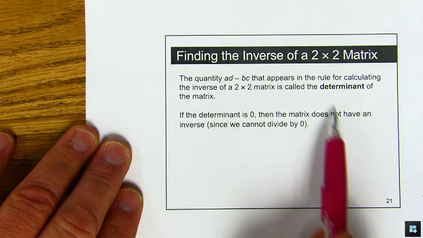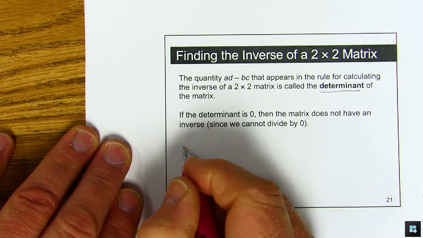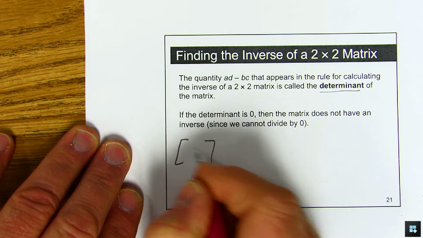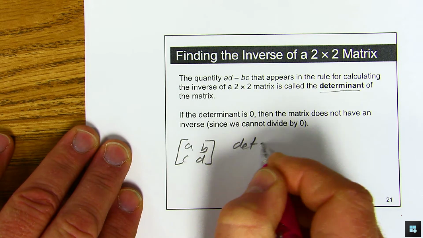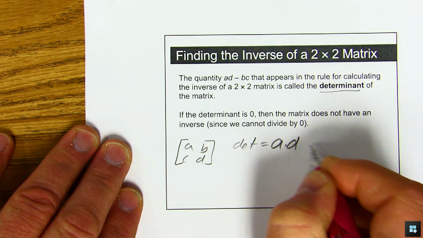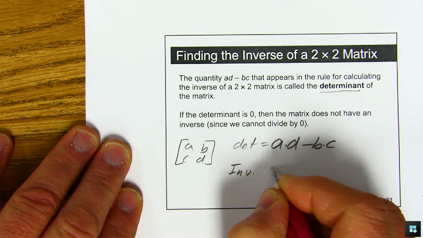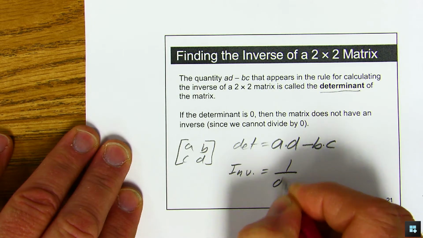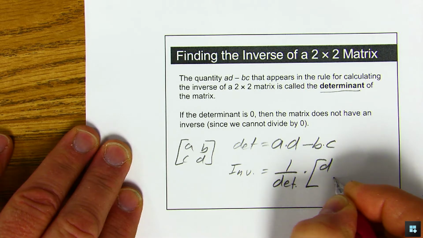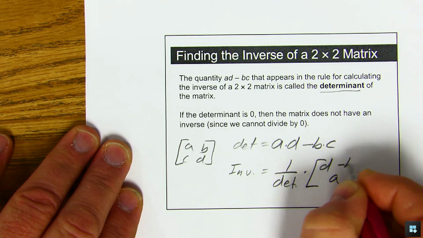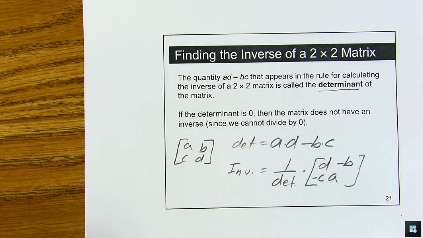do is you find the determinant. Remember, to find the determinant, if it's like this, A, B, C, D, you take A times D minus B times C. Then to find the inverse, you take 1 over the determinant times our mixed up matrix. So we switch places with D and A. We then change the signs on B and C, multiply it together, and that is your inverse.